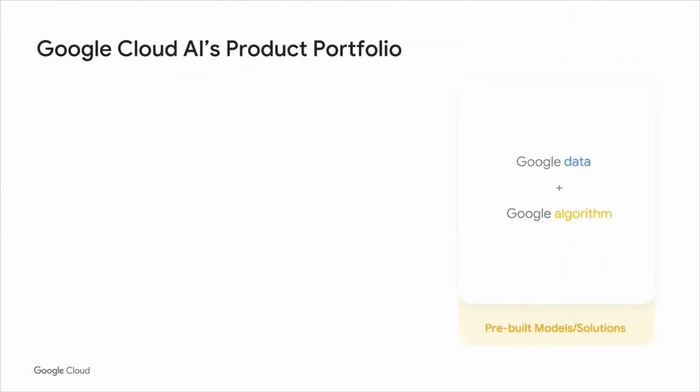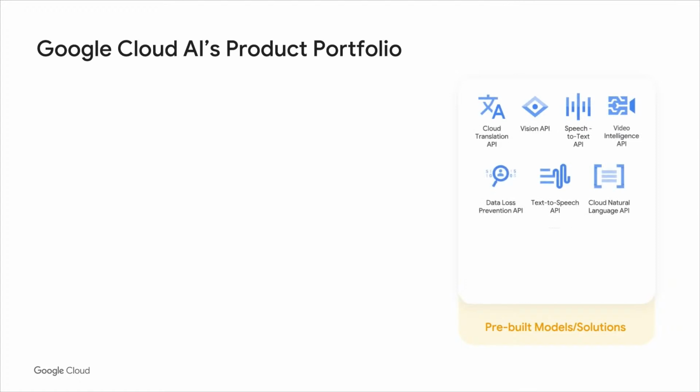In the first bucket, we have the option that utilizes both data and algorithm from Google itself. These are the pre-built models and solutions that are typically interacted with via API calls and let Google take care of the heavy lifting. Examples include many natural language models like translation, speech-to-text or text-to-speech, or vision models to analyze images, documents, etc. We will typically leverage these models to extract meaning from our unstructured data and convert it into a structured format for further analysis.